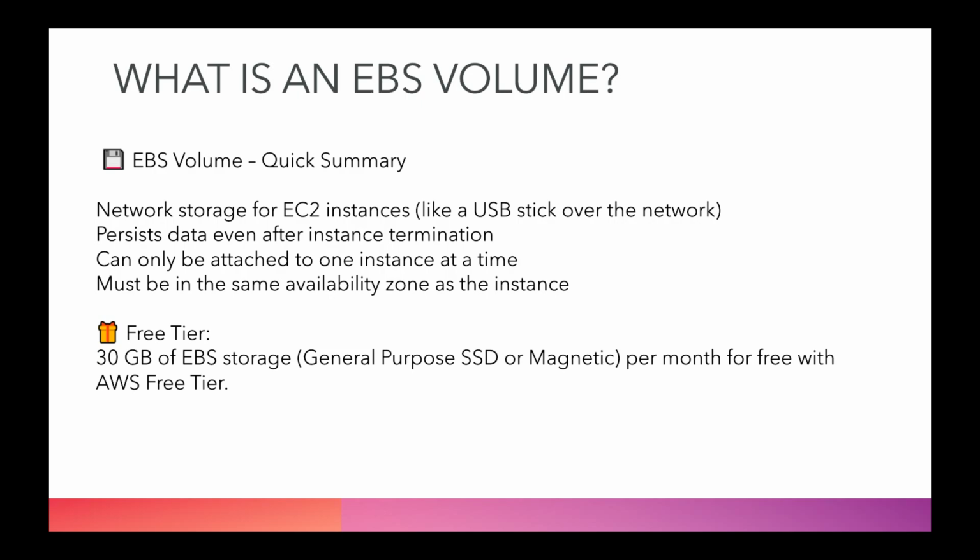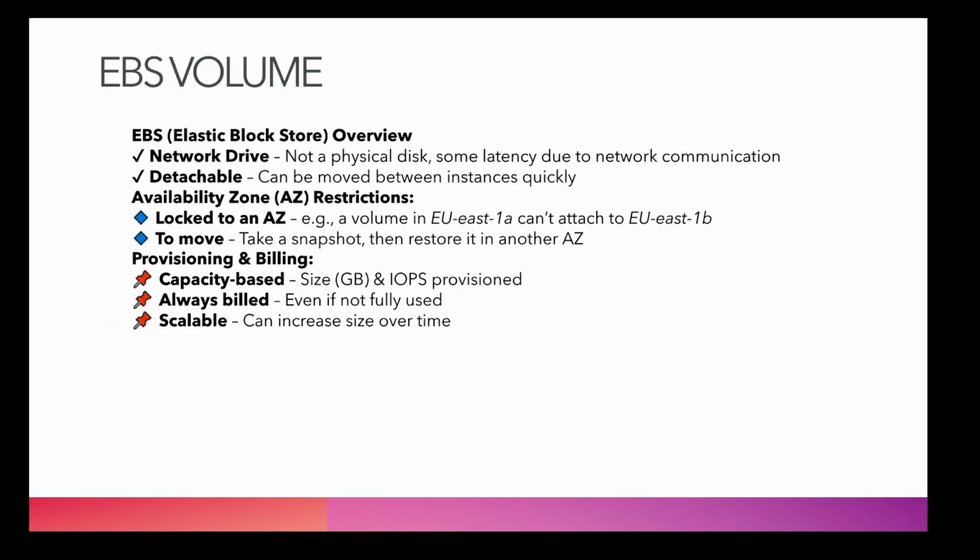Furthermore, it's essential to note that at the cloud control plane level, each EBS volume can only be attached to a single instance at any given time. When you set up an EBS volume, it is tied to a specific availability zone, which means you cannot attach an EBS volume created in EU East 1A to a different zone, such as EU East 1B. We'll visualize this with a diagram shortly.